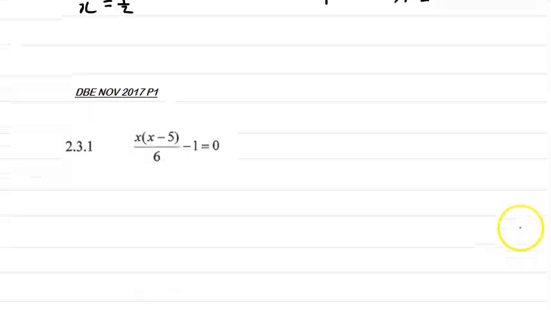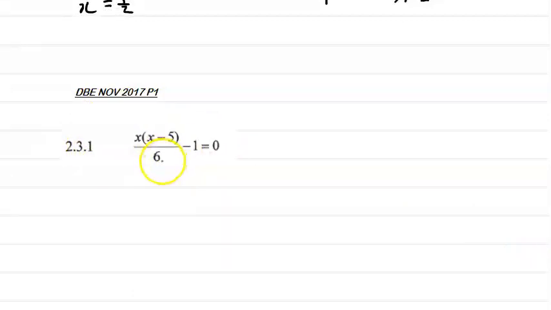Let's look at one more, right? DBE 2017 paper 1. Okay, so let's have a look at it. Once again, solve for x. Now this one has a fraction here, right? 6 is the denominator there. So remember now, when you have a fraction, what you're going to do is you need an LCM or an LCD. LCM, lowest common multiple, or a lowest common denominator.